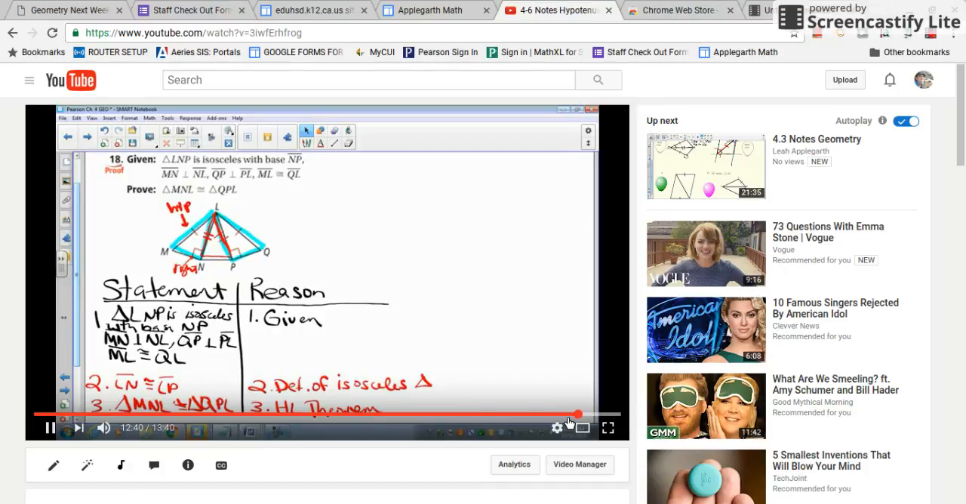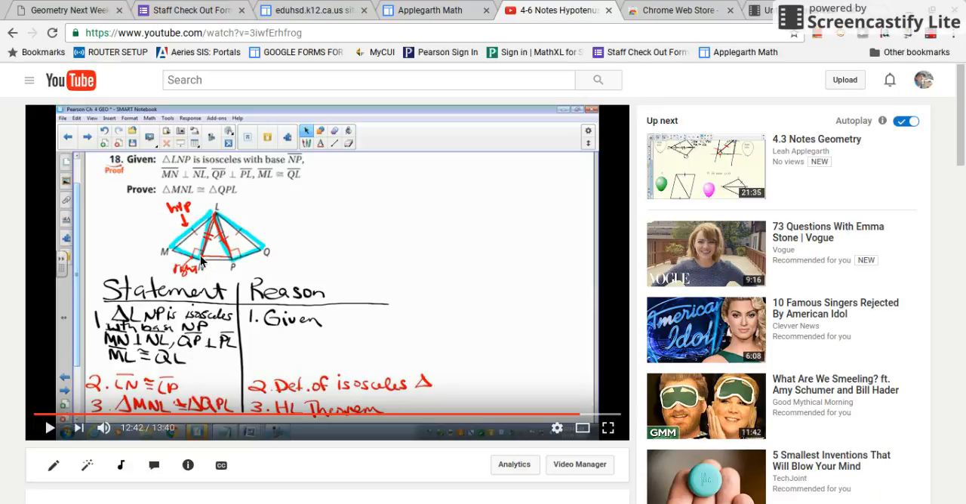So you write down all of your given information. So NLP is an isosceles triangle with a base, NP. MN is congruent to NL. QP is perpendicular to PL. And ML is congruent to QL.